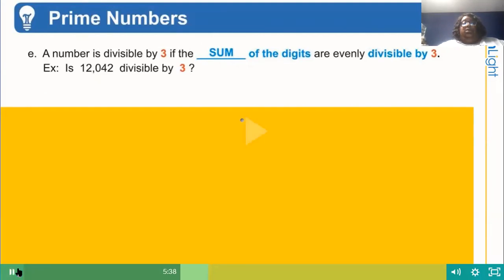Divisible by 3. So how do we check this one? All right, so we have the number 12,042. So take your digits, add 1 plus 2, we don't need the 0, right? Plus 4 plus 2, so that's 3, 7, 9. The sum of the digits is 9. Does 9 divide evenly by 3? And yes, it does. So guess what? The number 12,042 is divisible by 3.